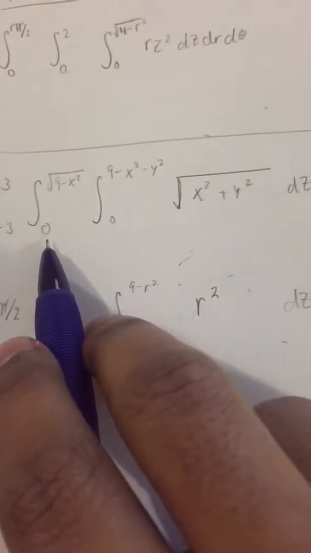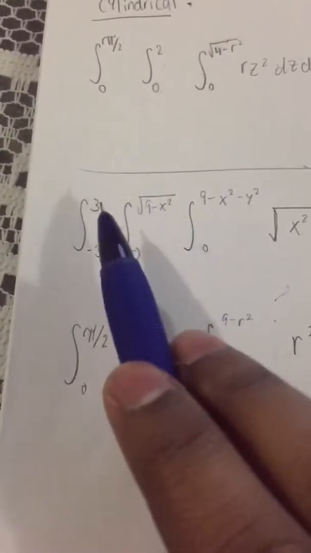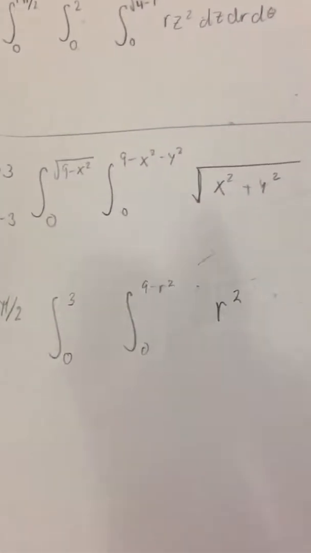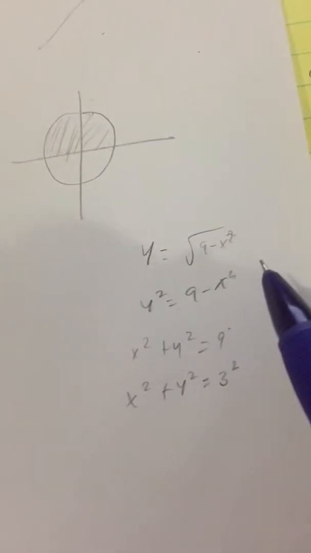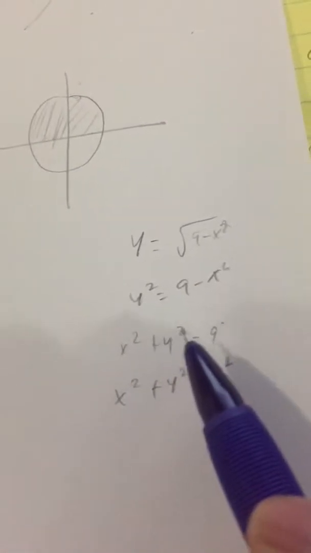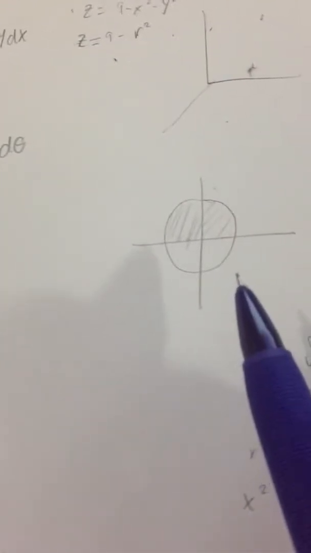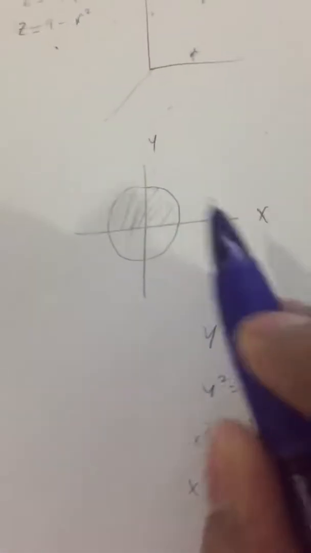Now if we look at the second integral, our y bounds, it says 0 to the square root of 9 minus x squared. This is a little bit simpler. You can just draw these two integrals down in 2D. If we look at 0 to the square root of 9 minus x squared, we're saying y equals the square root of 9 minus x squared. Then we get y squared equals 9 minus x squared, and then x squared plus y squared equals 9, so the radius is 3. That's just a circle of radius 3 along the x. This is the x, and this is the y. You can't really see, but that's the x and y, radius 3.